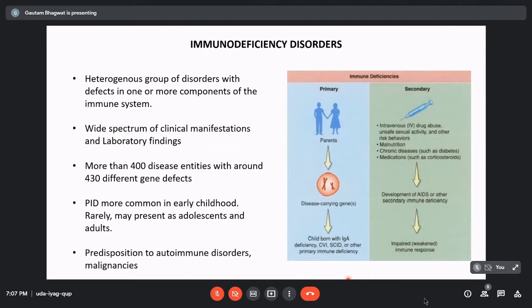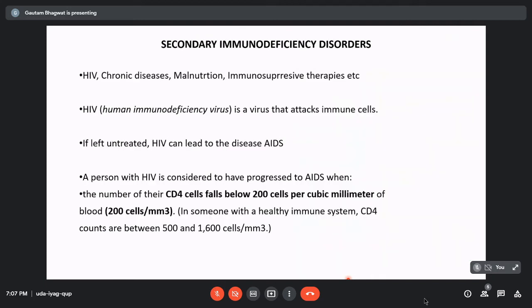The secondary are due to intravenous drug abuse, unsafe sexual activity, other risk behaviors which we know are the risk factors for HIV/AIDS. But other than that, you may have secondary immunodeficiency disorders related to chronic diseases, related to malnutrition, or immunosuppressive therapy such as corticosteroids, etc. Well, the most commonly used of this lymphocyte subset, that is CD3/4/8, is in HIV, or the infection caused by human immunodeficiency virus, which attacks our immune cells. If left untreated, HIV will lead to the disease called AIDS.